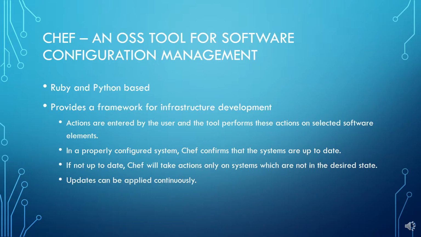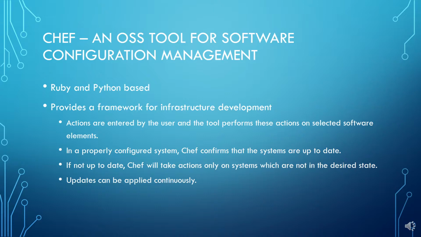So Chef is an open source tool for software configuration management. It's based on Ruby and Python languages, and it provides a framework for infrastructure development. The user will enter an action, and Chef will perform the action on selected software elements. If you have a system that's perfectly configured, Chef won't take any action. It will just confirm that your systems are up to date with all of the current changes.